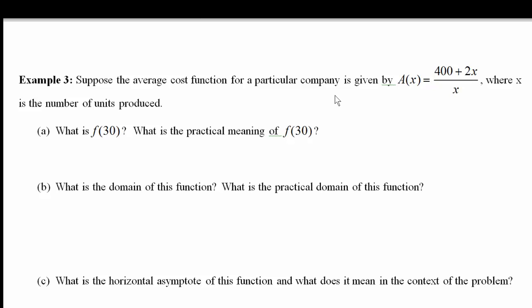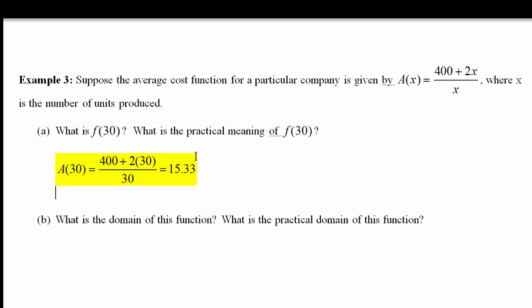Let's take a look at number 3. We're told that the average cost function for a particular company is given by A of x equals 400 plus 2x divided by x. We're asked, what is f of 30, and what's the practical meaning of f of 30? If we replace the x with 30 and solve, we get 15.33.